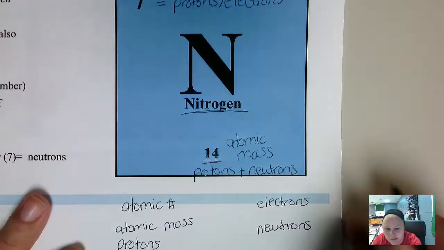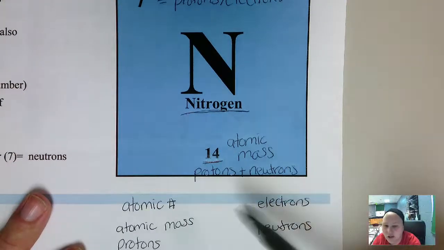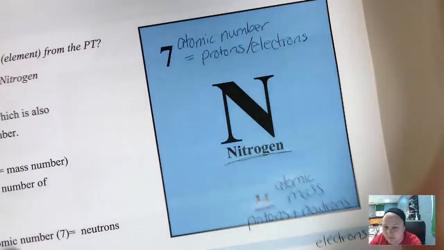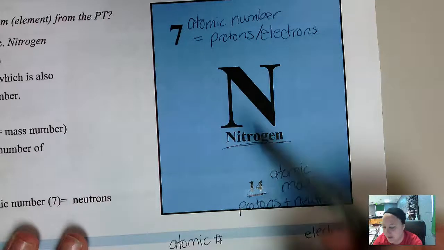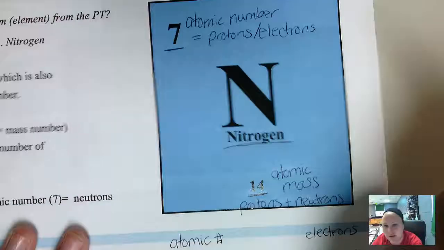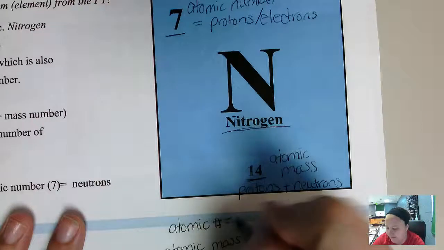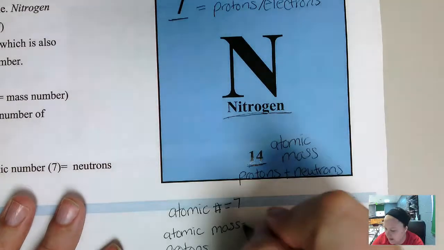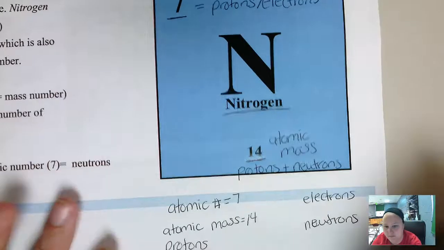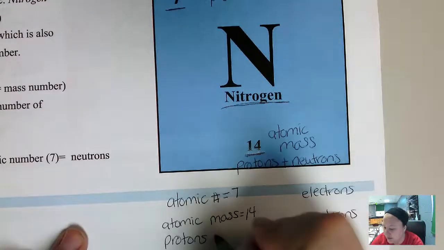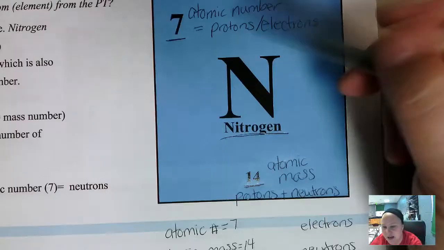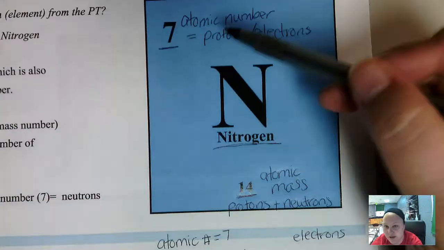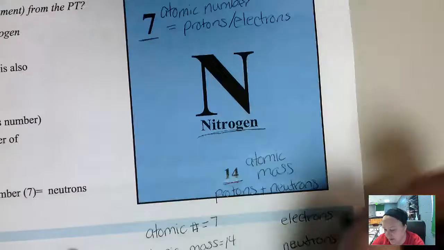Okay, had to think about that one. It's too early this morning. You can find out all of this information by looking at the periodic table. We said the atomic number is always up top, and it's a 7. The atomic mass is at the bottom. It is 14. Always just look at the whole number. Protons, we said, are the same as the atomic number, so it's 7 as well. And electrons are the same as protons, so it's 7.